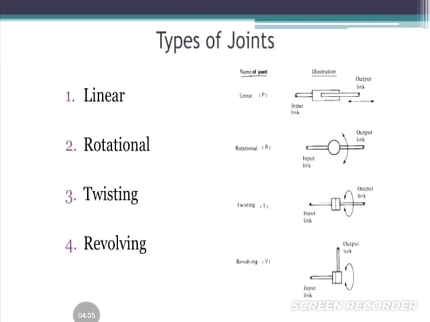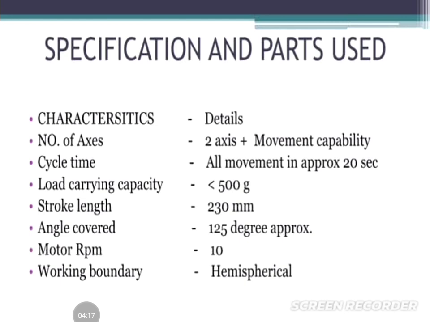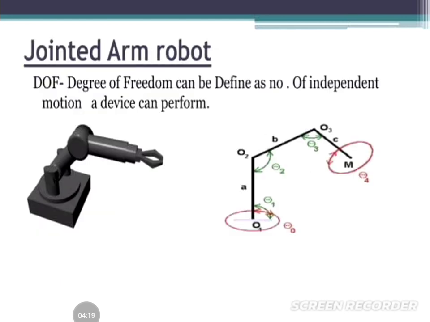The types of joints are majorly four: linear, rotational, twisting and revolving. These joints have a diagram in the slide also. And the jointed arm robot: the degree of freedom can be defined as the number of independent motions a device can perform. This is a block diagram for the degrees of freedom of a jointed arm robot.